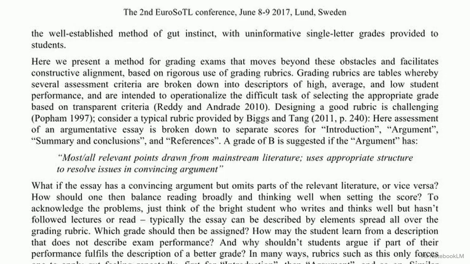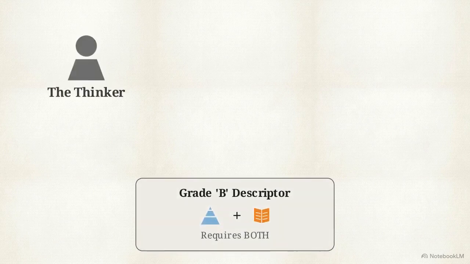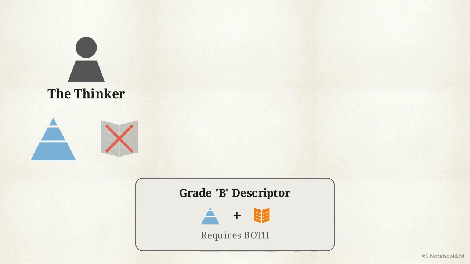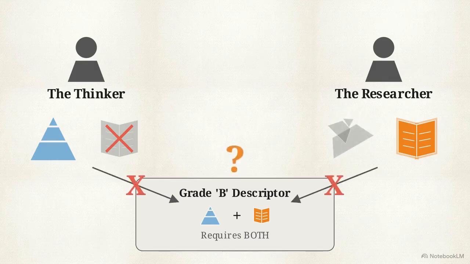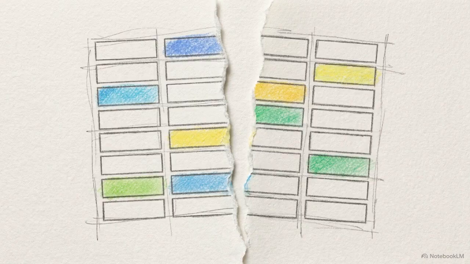Look at this cited rubric by Biggs and Tang. A B grade requires points drawn from mainstream literature while using appropriate structure. Notice this takes two entirely distinct skills, factual recall and structural logic, and merges them into a single requirement. So how exactly does an evaluator score the asymmetrical student? Consider a student who crafts a brilliant, highly convincing structural argument but completely forgets to cite the mainstream literature. Or a student who quotes the reading perfectly but writes an incoherent essay. Because their skills do not neatly fit the blended descriptor, the rubric breaks down.